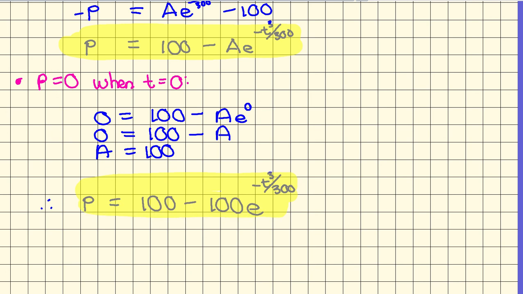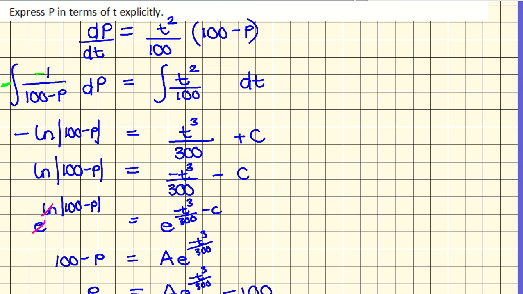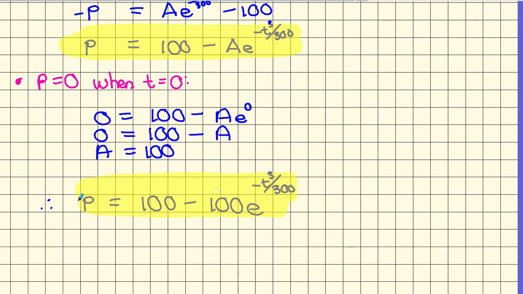So let's get that highlighted. Question. It's just saying to you, express p in terms of t explicitly. So express p, which I've done, in terms of t explicitly. So that's us actually finished. There's no part B to this question where it's asking for like how many days later, blah blah blah. That's us finished. We've expressed p in terms of t.